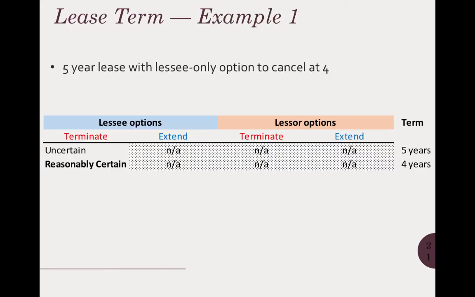So here's an example. You have a 5-year lease, and only the lessee has an option to cancel after the 4th year. If it's uncertain that the lessee is going to cancel after 4 years, then the term is the full 5 years. If it's reasonably certain that the lessee is going to cancel after 4 years, then it's 4 years.